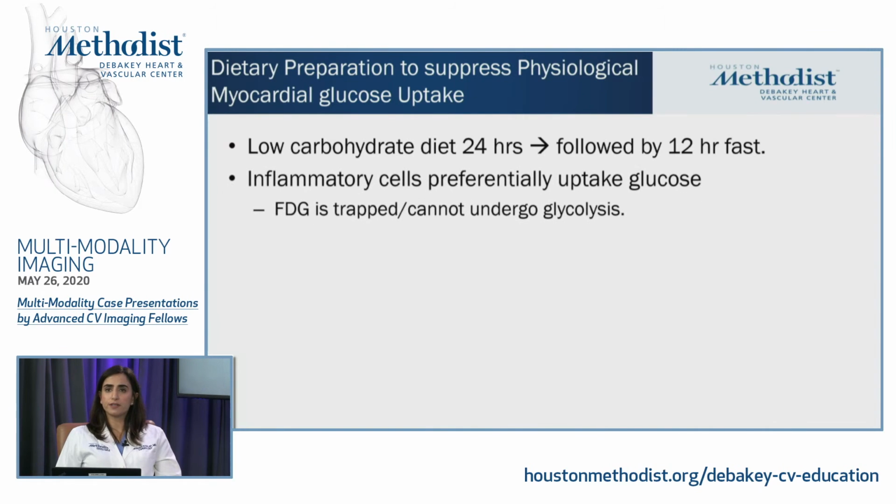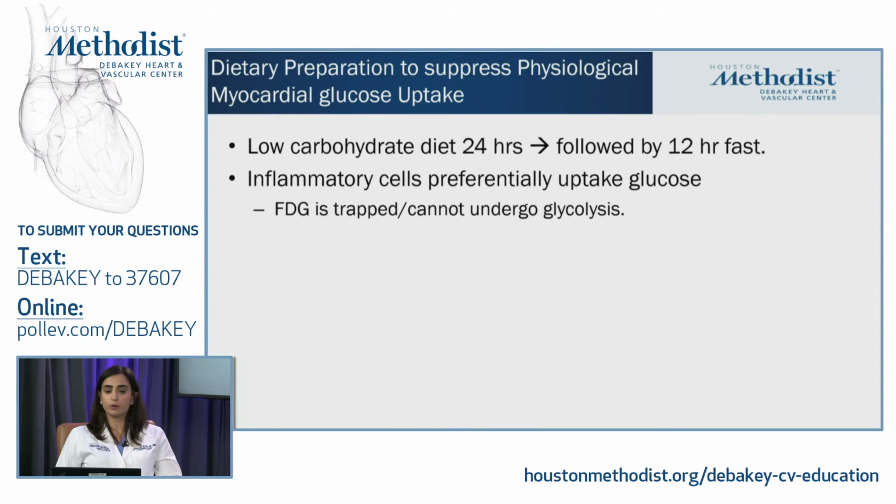And the premise with inflammatory assessment with PET is that inflammatory cells such as macrophages and leukocytes really like glucose. They use glucose as their preferred energy source. So when we give them FDG, which is a radio-labeled glucose, this form of glucose gets trapped in the cells and they do not undergo glycolysis. So it lights up when we image them. The imaging time is pretty short, 10 to 20 minutes.